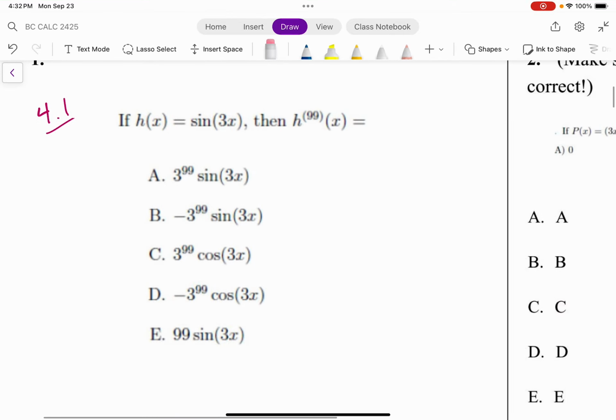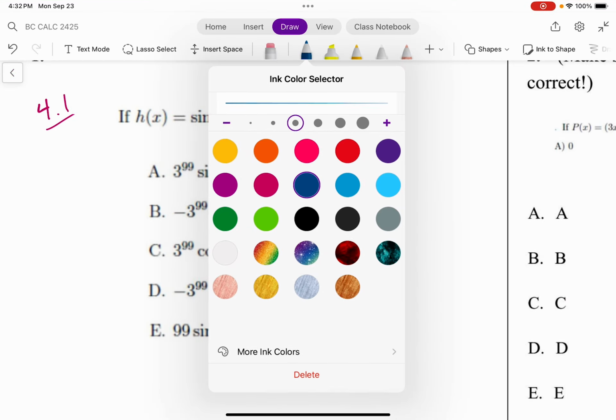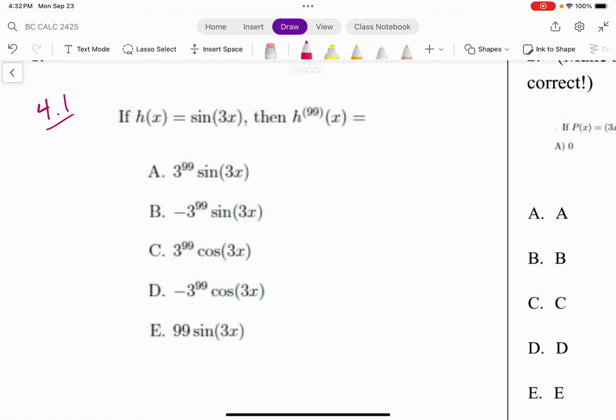All right, let's do this AP multiple choice, which will be about the chain rule. So this problem's kind of interesting. It says h of x is sine of 3x, find the 99th derivative. So we're obviously not going to find 99 derivatives. We're going to do a few and look for a pattern.